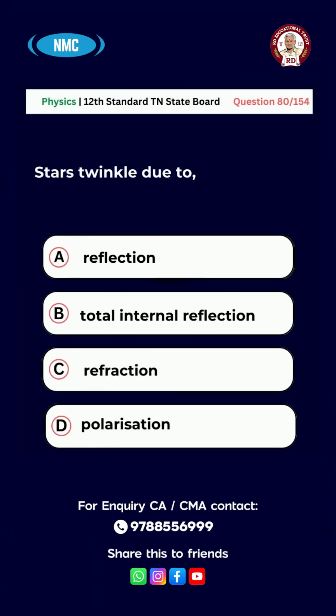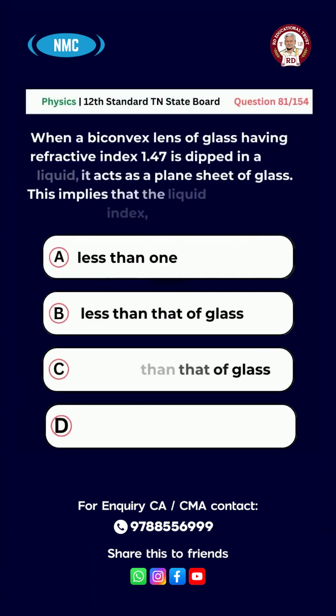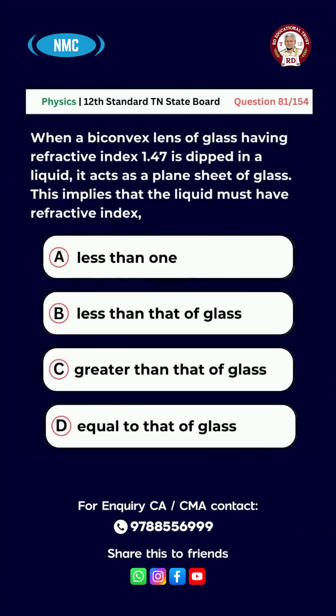Question number 80. Stars twinkle due to option A, reflection, B, total internal reflection, C, refraction, D, polarization. The right answer is option C, refraction. Question number 81. When a biconvex lens of glass having refractive index 1.47 is dipped in a liquid, it acts as a plain sheet of glass.